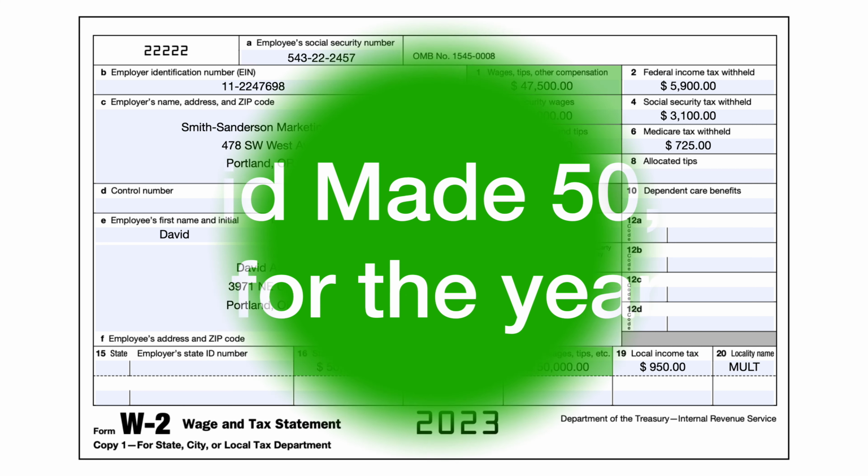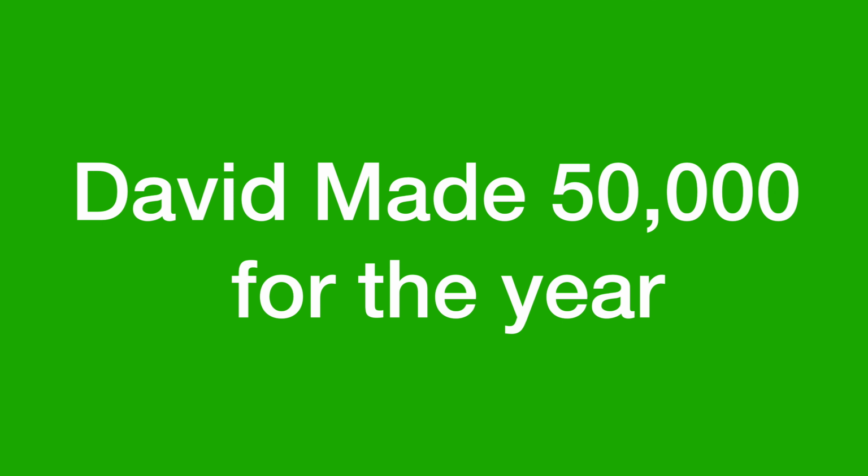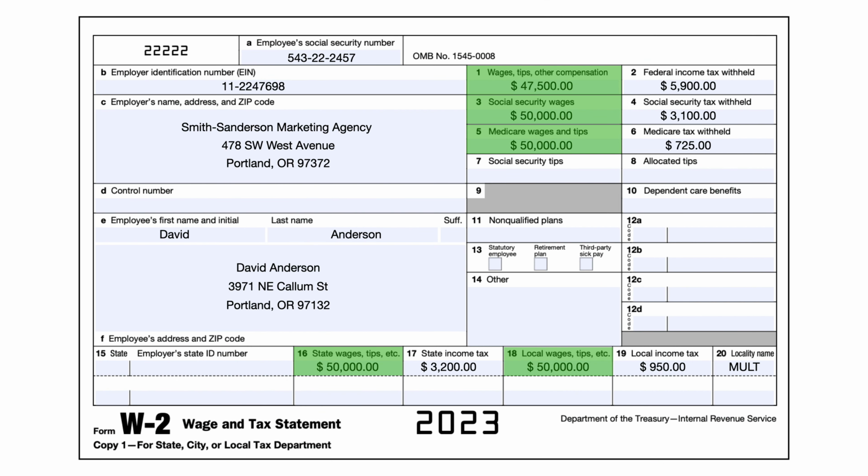So we know David made $50,000 for the year, but he was taxed federally at $47,500. The reason for why that is because sometimes employers will take some money out and put it into retirement funds that are not taxed federally. So number one is always going to be a little bit less than the rest of the W-2. So that's why that is. But David made $50,000 for the year when looking at this W-2.